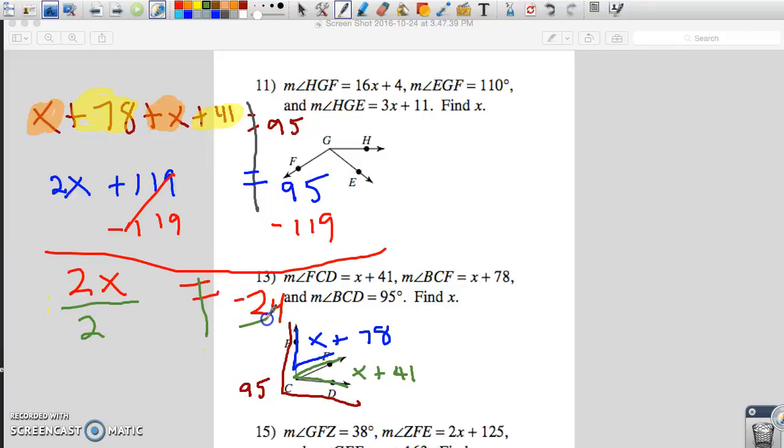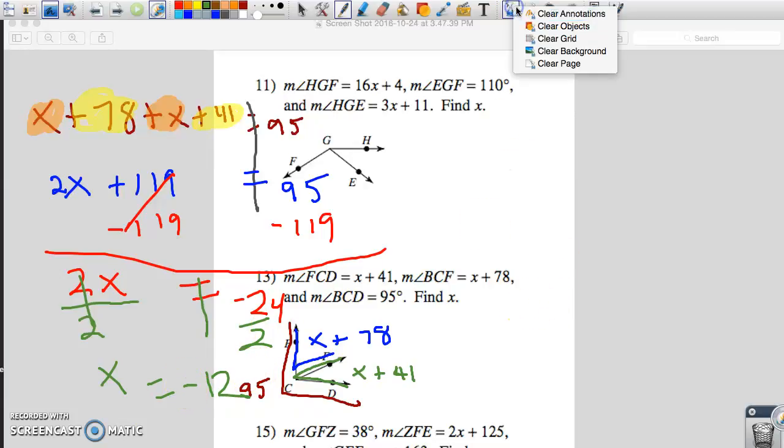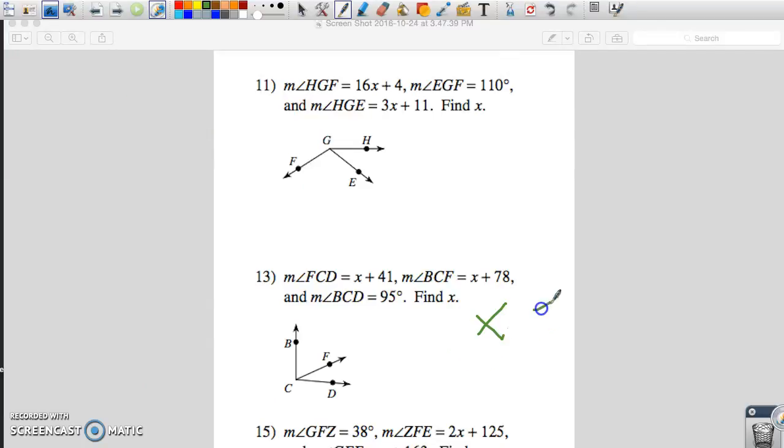It's positive 2, divide by positive 2. Divide by 2, right? So what I have here is, this cancels out, x equals 2 goes into 24 12 times. In this case, it's a negative 12, because a negative divided by a positive is a negative. Number 13 is telling me that x equals negative 12.